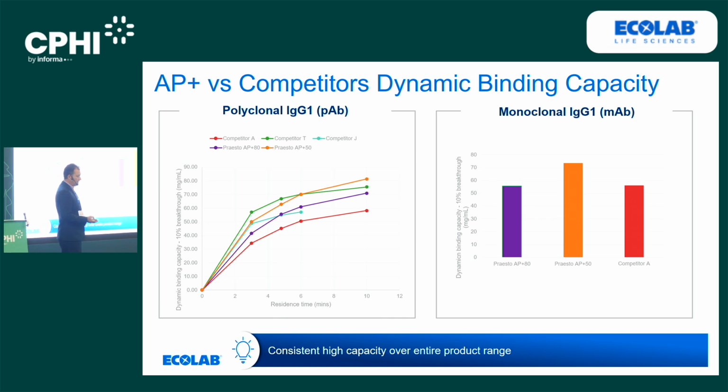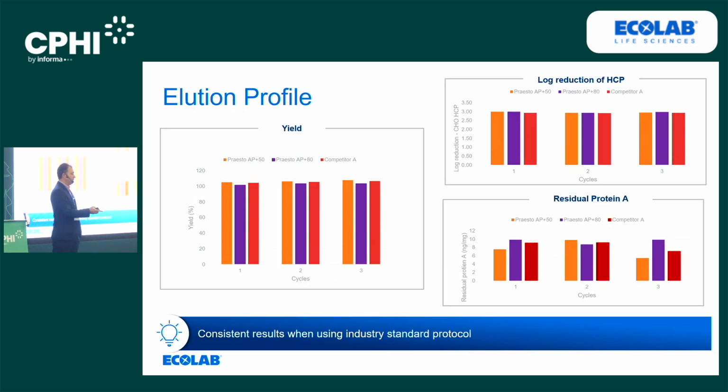Keep talking about how compatible or how similar this ligand can behave compared to previous processes. Here you're seeing, for example, the elution profile. Thinking of the chart on the left, this big chart here, we're talking about yield. As you can see, the yield is practically compatible across the range. As I said before, this is a very consistent ligand that we have in our products. And when you look at the log reduction of HCCPs, it is practically having the same performance.